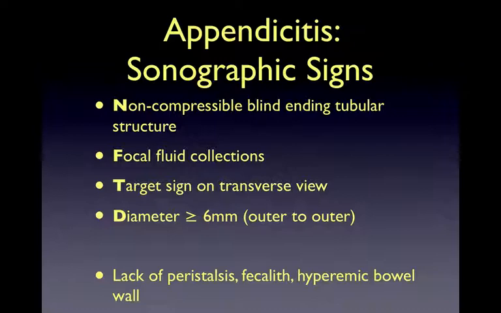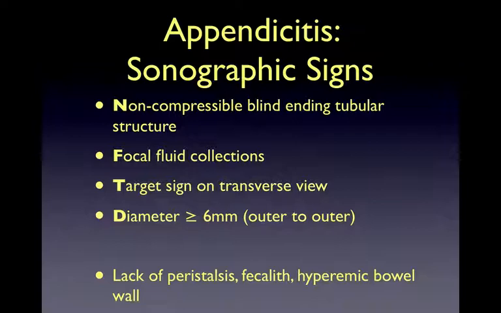What we're looking for on the ultrasound are a non-compressible blind-ending tubular structure, focal fluid collections, and a target sign on transverse view with an outer diameter of 6 millimeters or greater. And I've come up with a mnemonic to help you remember this. When you've found these ultrasound signs, you have nothing further to do.